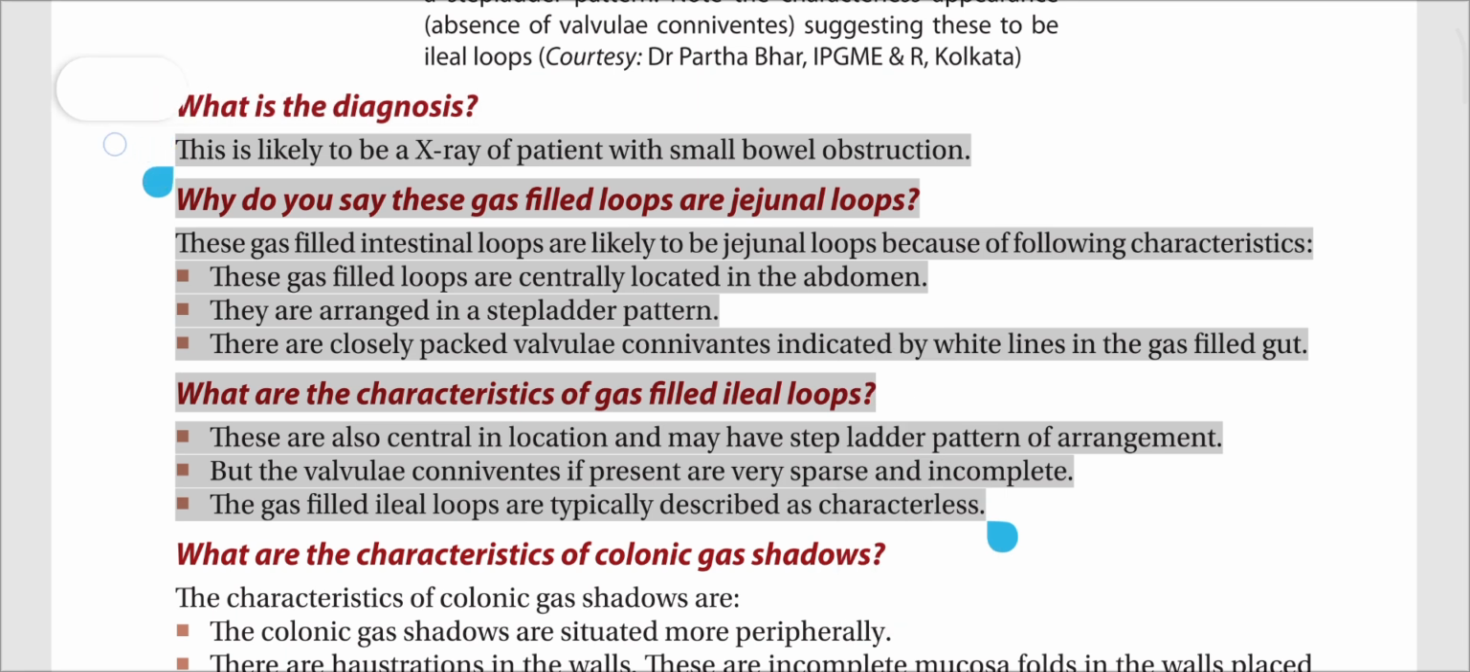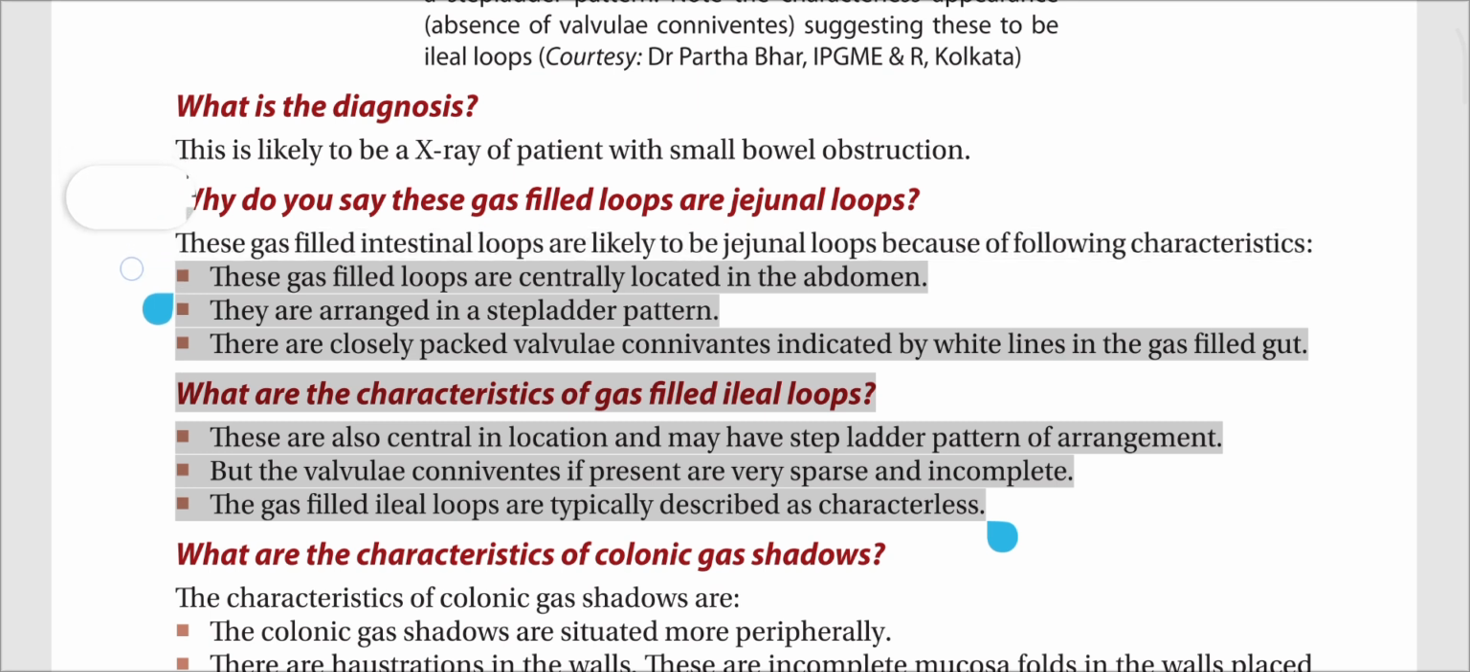What is the diagnosis? This is likely to be an X-ray of a patient with small bowel obstruction. Why do you say these gas-filled loops are jejunal loops? These gas-filled intestinal loops are likely to be jejunal loops because of the following characteristics. These gas-filled loops are centrally located in the abdomen. They are arranged in a stepladder pattern. There are closely packed valvulae conniventes indicated by white lines in the gas-filled gut.